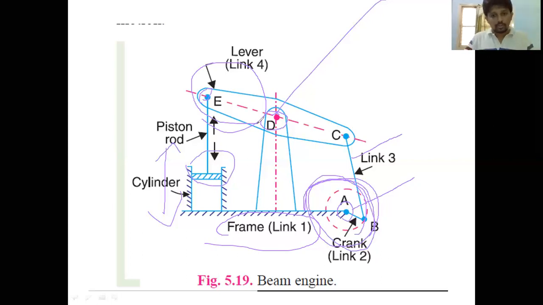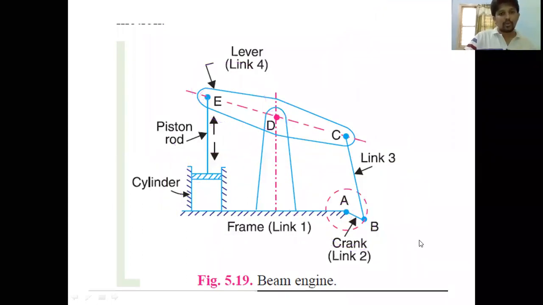So the main concept of this beam engine is to convert rotary motion to reciprocating motion, because you can see your crank is rotating, so the piston and cylinder have some reciprocating motion. So the beam engine's main objective is to have rotary motion converted to reciprocating motion.